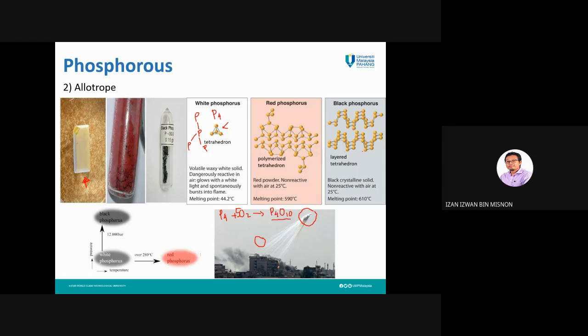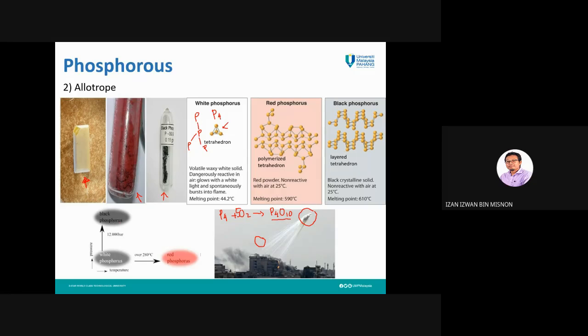And the third allotrope is black phosphorus. This is a layered tetrahedron. So the initial P4 white phosphorus coordination is arranged in a layered structure. Black phosphorus is black in color, non-reactive at low temperature, but reactive at high temperature. For this one, the melting point is 610 degrees C.